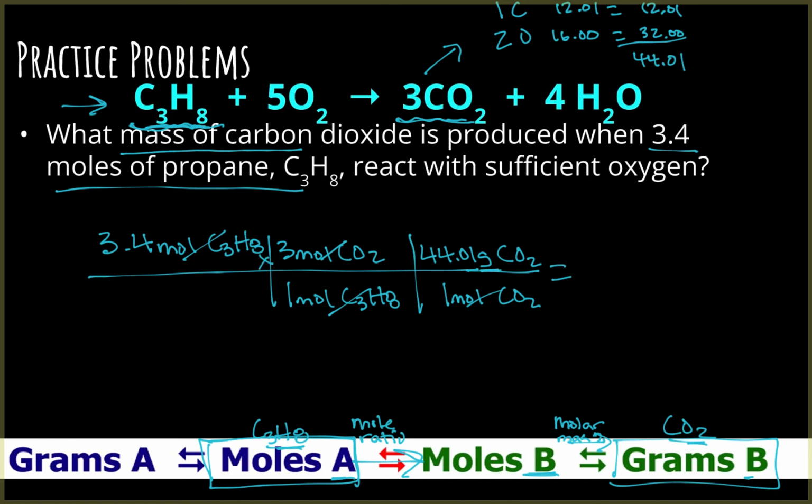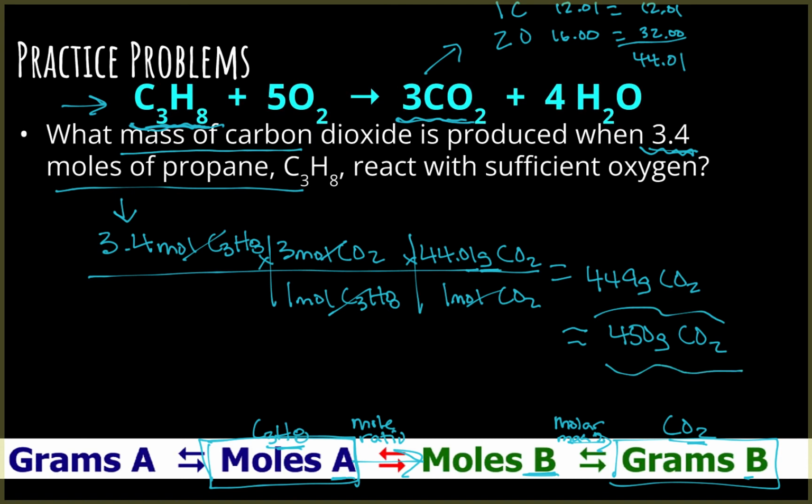Just like what we did before, multiply across, divide top to bottom, and I get 449 grams of CO2. And like we talked about, we're going to round to sig figs again. So there's 2 sig figs. You always look at that first number for sig figs, 2 sig figs. So I'm going to round this to 450 grams of CO2.